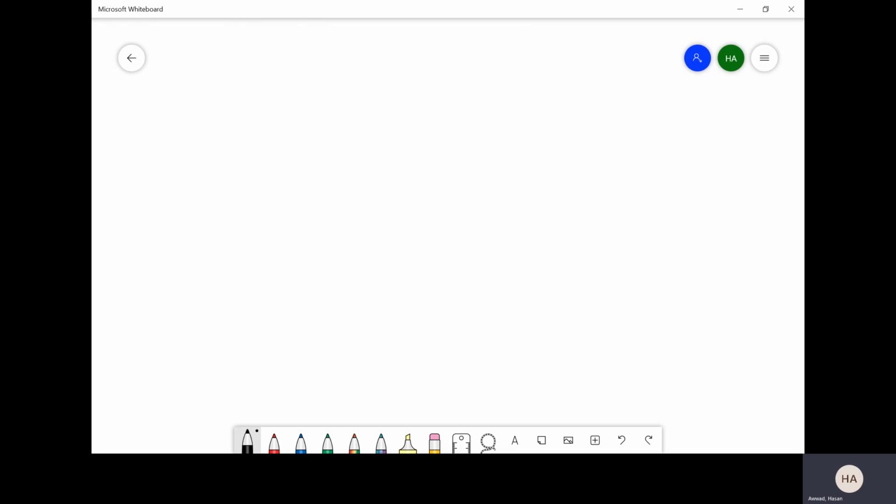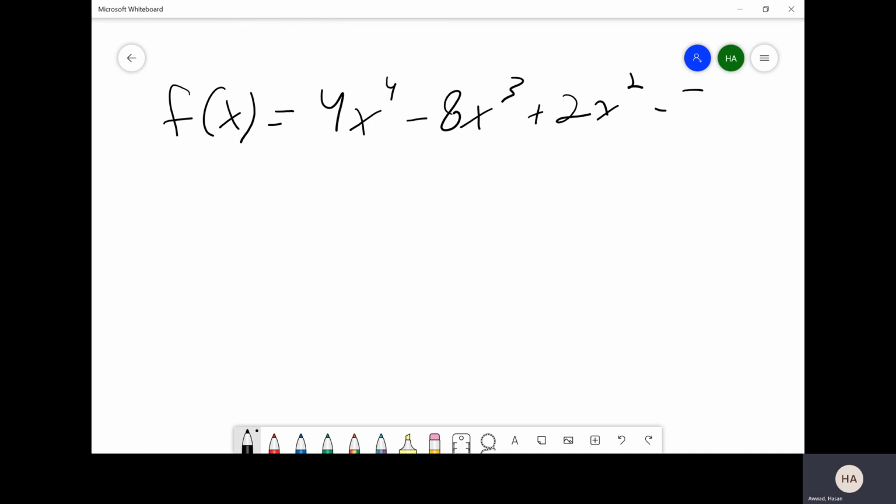So let's take, for example, f of x is equal to 4x to the fourth minus 8x cubed plus 2x squared minus 7. Now we can see this is a fairly complicated polynomial, right? And I'm not going to ask you to find the solutions to this or the x-intercepts. We don't have to worry about that. All I want to prove here is that the leading term, which in this case is 4x to the fourth, is going to be the most important term.